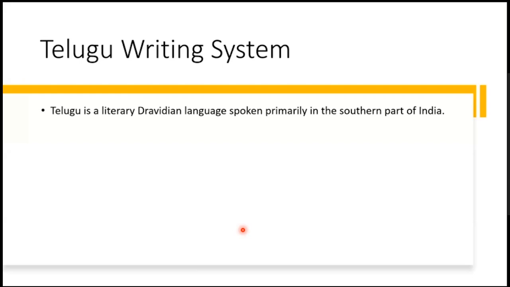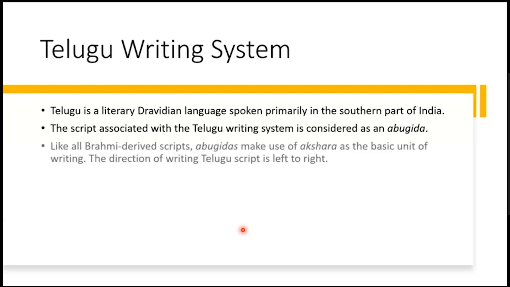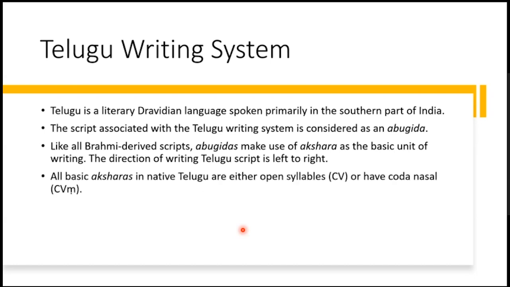As you know, Telugu is a literary Dravidian language spoken in southern parts of India, and it belongs to the Dravidian family. The script is associated with Telugu. It is a Brahmi-derived Abugida. Like all Abugidas, Telugu makes use of the orthographic syllable called Akshara as a basic unit of writing, and the direction is left to right. All basic Aksharas of native Telugu have open syllables, CV syllables. In coda position, only a nasal is allowed.